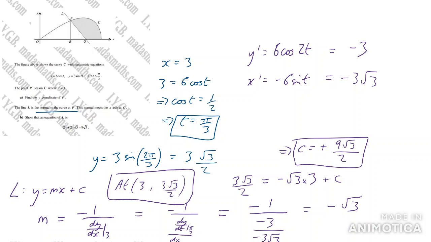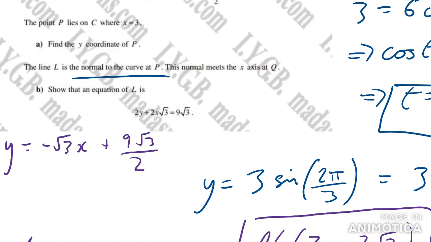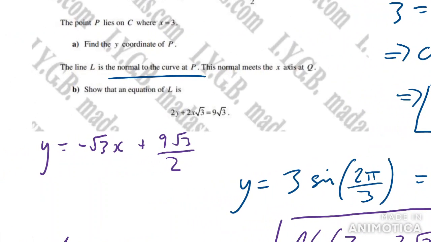And so then that finally gives us the equation of L to be y equals minus root 3 x plus 9 root 3 over 2, which you can see hopefully is exactly the form they've given if we rearrange it slightly.